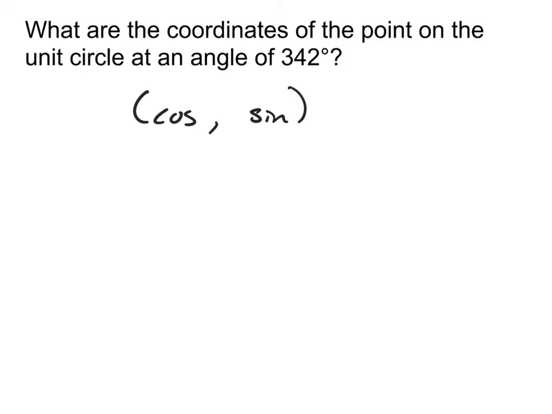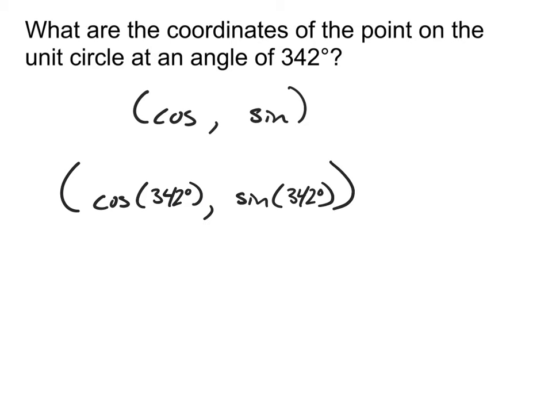In this case, I'm looking for the coordinates of a point at the angle of 342 degrees. So that means in order to find my point, I'm going to be doing cosine of 342 degrees, comma, sine of 342 degrees. Now it's a matter of actually just doing the calculation and getting those decimal values.